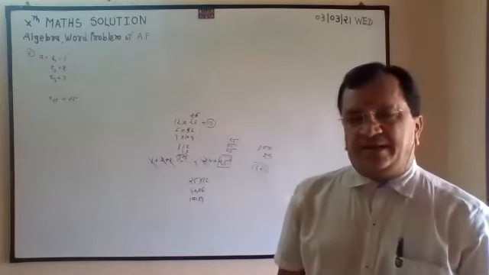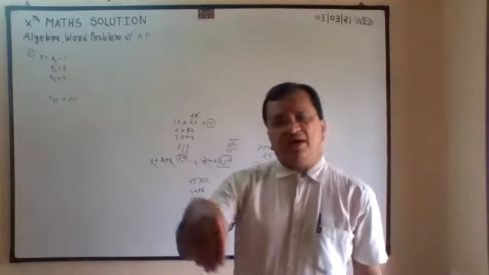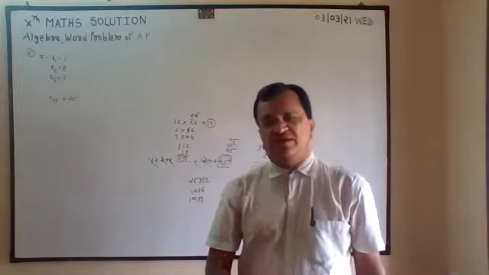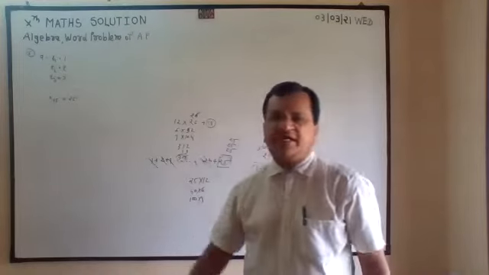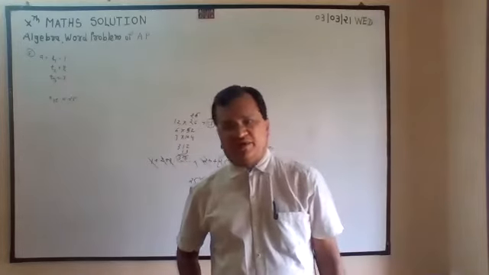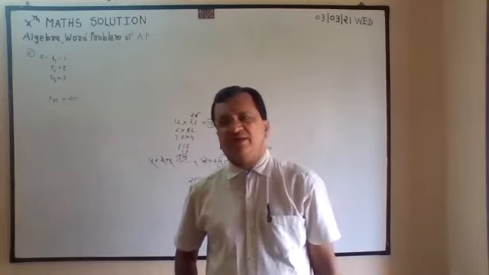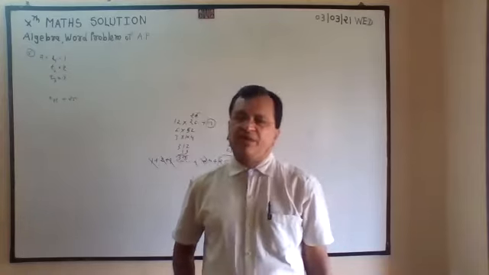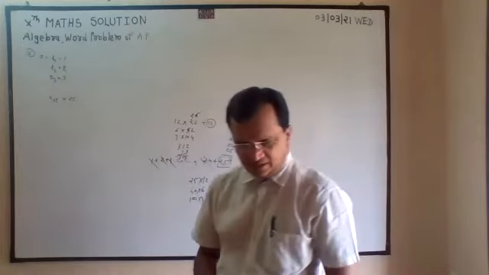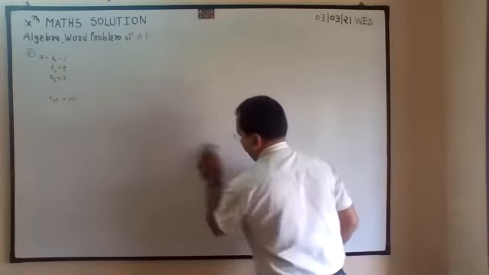From 1 to 10, total is 55. 11 to 20, 155. Then total of 21 to 25, it is 115. So 55 plus 155 plus 115, again 325. So there are different ways of calculation, but we are doing this by formula.